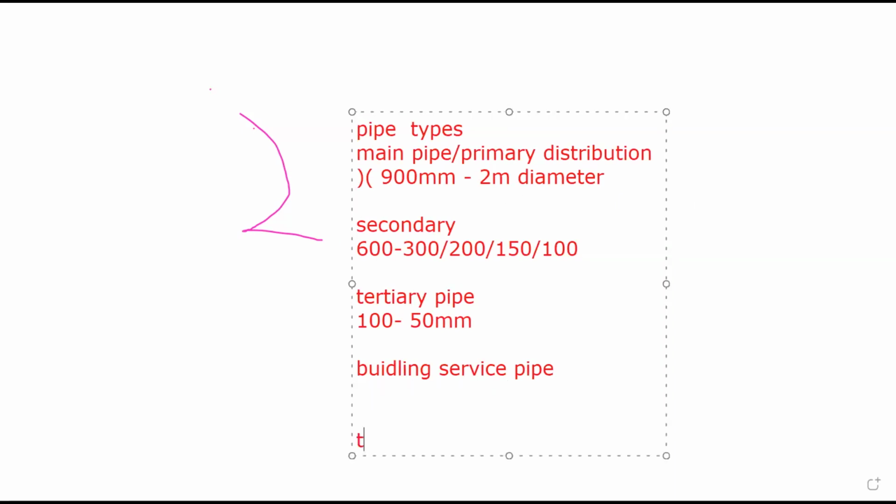There's one called transmission. The transmission pipe is the one coming from the treatment plant to the main tank. Please don't confuse it with the main pipe. The main pipe is the first pipe leaving the reservoir. But the pipe conveying water from the treatment plant to the reservoir is called transmission. So it's not part of the three I want us to understand.